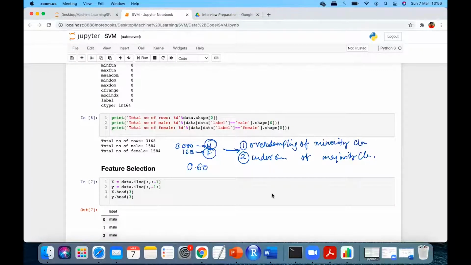And this is very simple. What is oversampling? How will you do oversampling? So let's say I have 168, and I have decided to take the minority class till 60% of the majority, right? So what is 60% of the majority? 1800. Yes or no? 1800 it is, right? Say it.